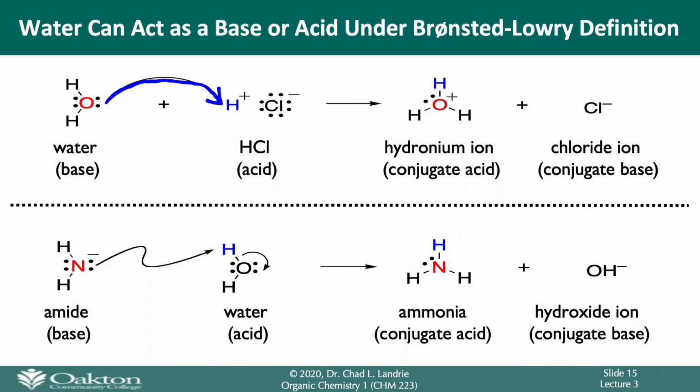In the bottom example, we see that water is acting as a Bronsted acid now. We have a base, and we'll talk about this a little bit later. This is called amide, a nitrogen with two lone pairs and a negative charge. And we see that this base is accepting a hydrogen from water. By accepting, we mean it's using a lone pair to remove one of the hydrogens from water to form a bond to it, and that breaks the hydrogen-oxygen bond towards oxygen. So in this example, hydroxide ion is the conjugate base of the acid water.